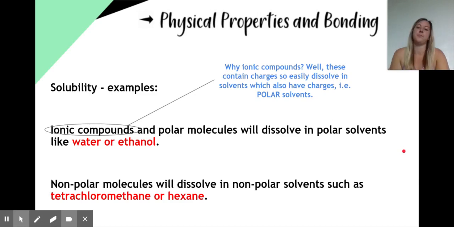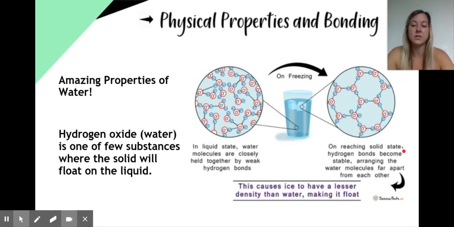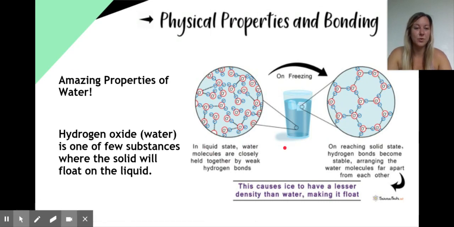Water. It's quite interesting. It's one of the few substances where the solid form will float on the liquid. And just for knowledge, this is in your booklet as well. In the liquid state, there is no nice arrangement. They are all held together by their hydrogen bonds, but it's very messy looking and unstructured.